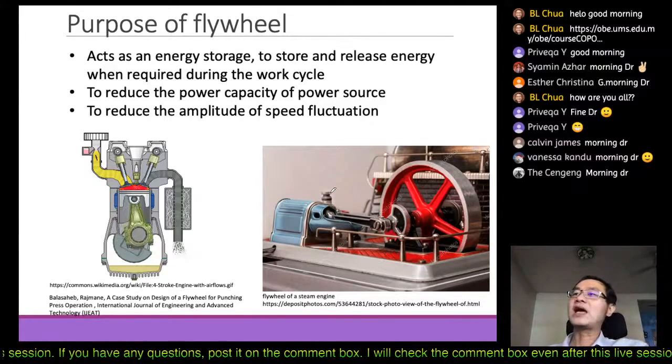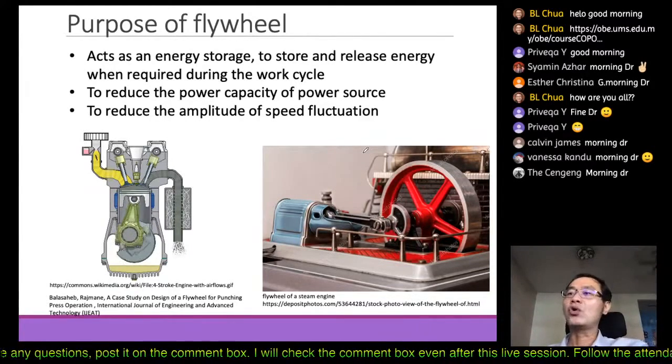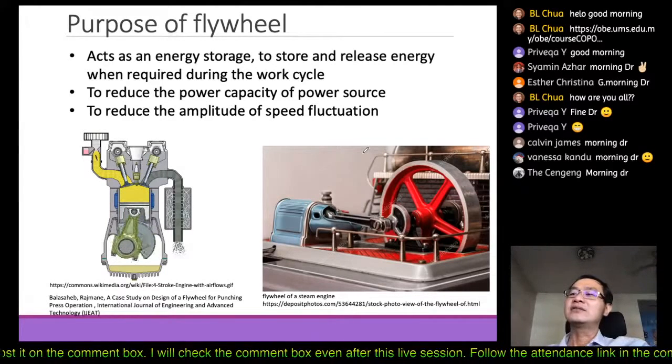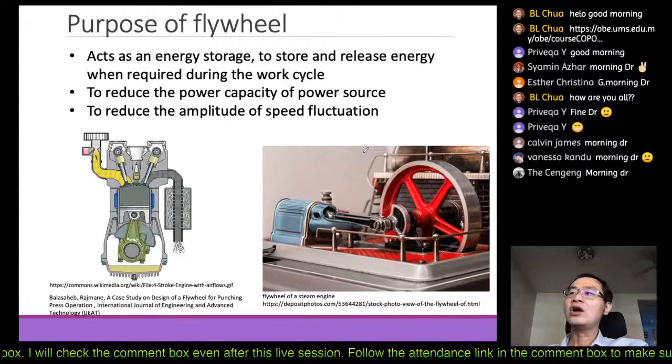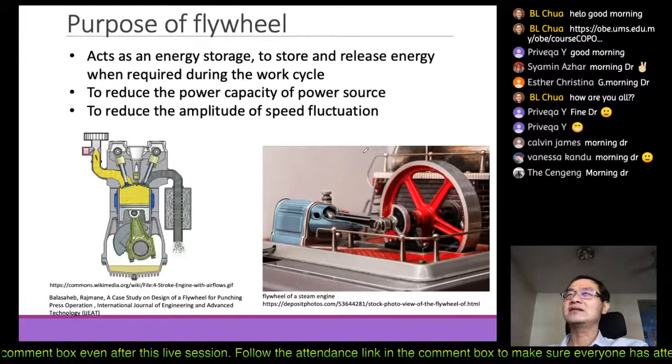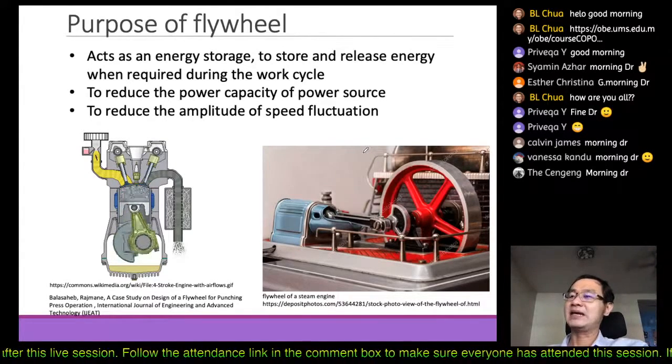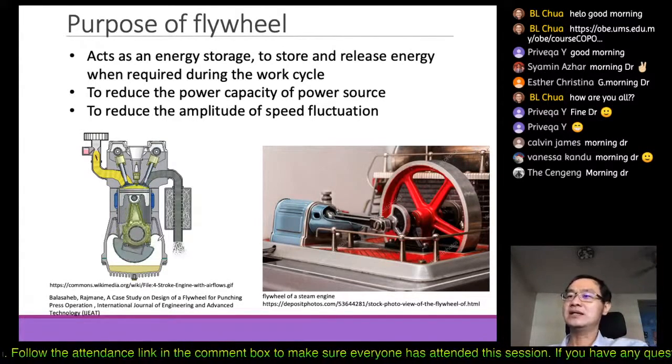So the purpose of the flywheel is to act as an energy store. Again, whether you realize it or not, this is everywhere in a mechanical system, for example, in your engine.